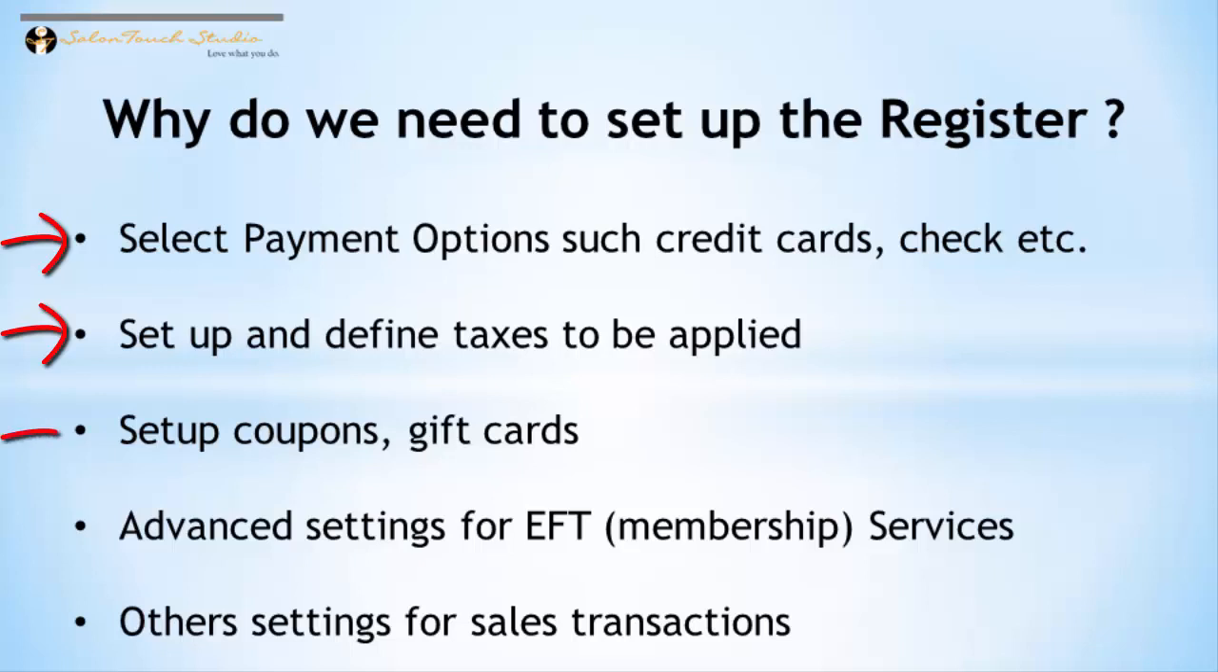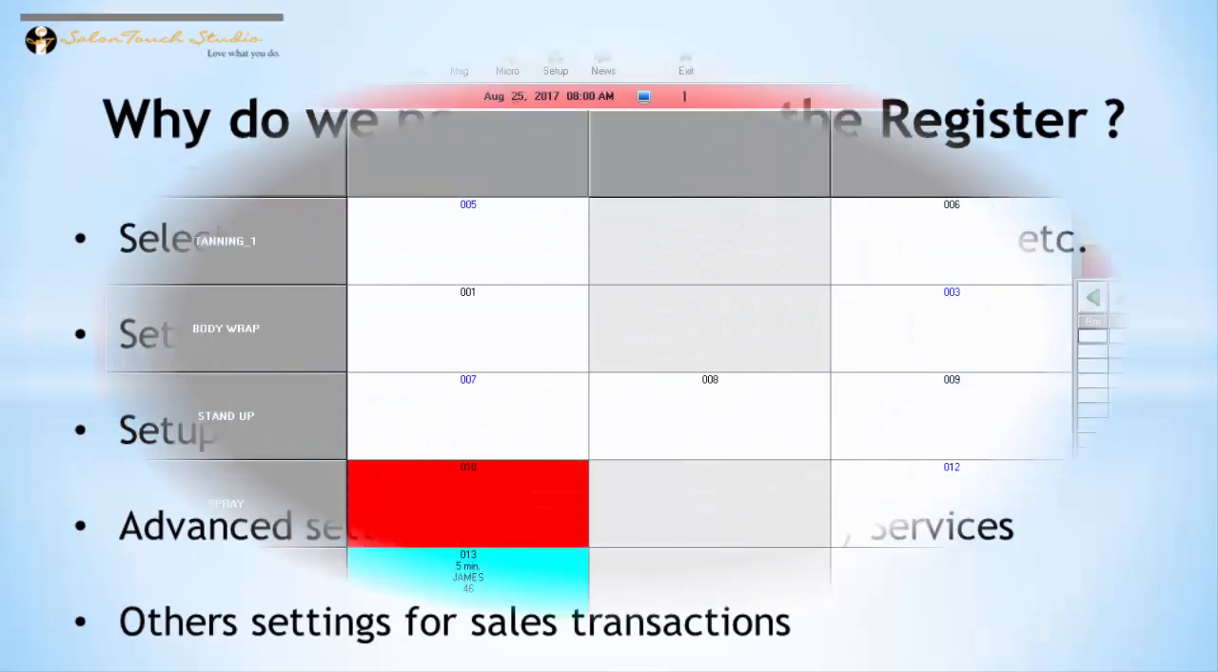In the register, we also set up coupon items, coupons, gift certificates, and things like that. We can also check the value of the gift certificates and what's the balance remaining on them. Then there are some advanced settings for EFT or membership services that we sell, such as not sufficient payment, such as the ability to allow payment to be accepted in the salon. And then there are other settings for sales transactions that are necessary as we go along our business.